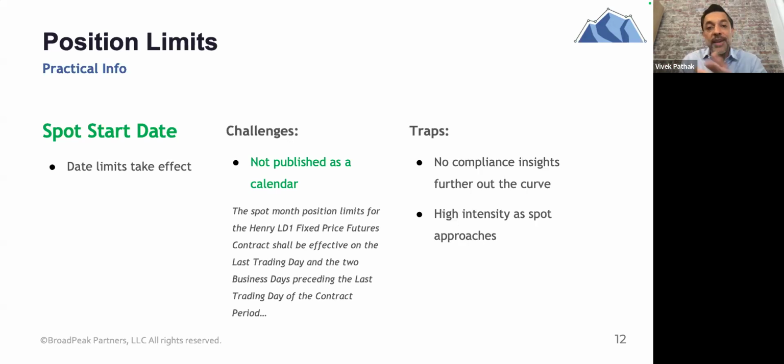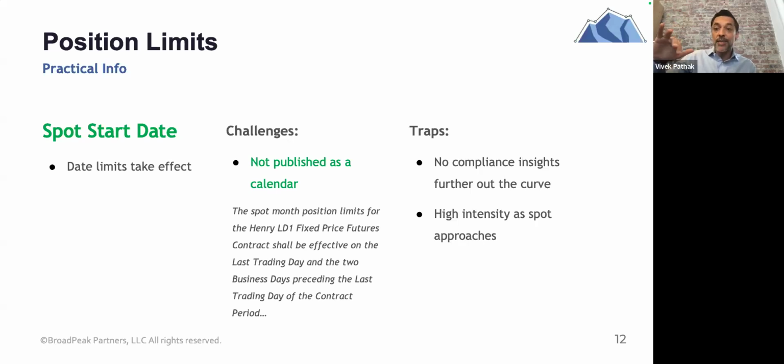Why did we do that? It's because we saw the traps in a lot of folks that we talked to. They have compliance insights at the front month because the exchange publishes a PDF that says, here are the upcoming dates you must be compliant with, and here are the limits. But further out the curve, they have no insights. And so the traders two to three months down the curve have positions that are quite a bit higher than limits.